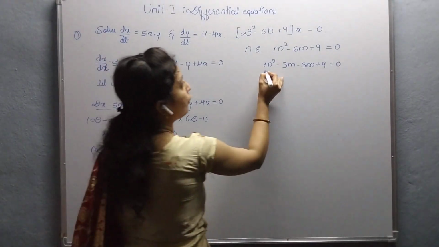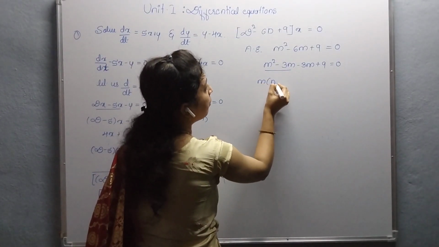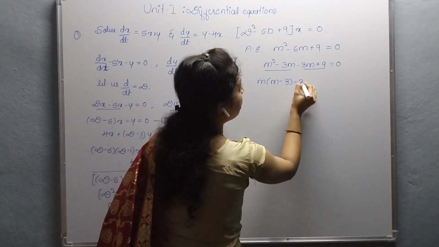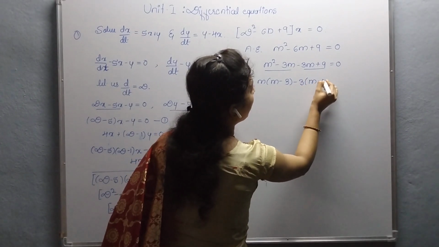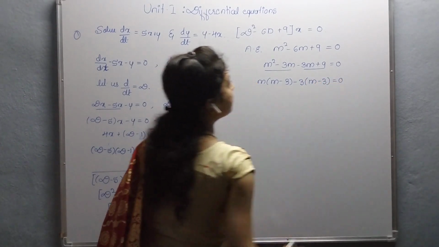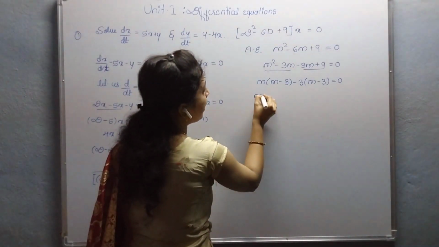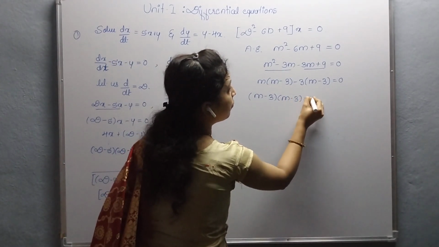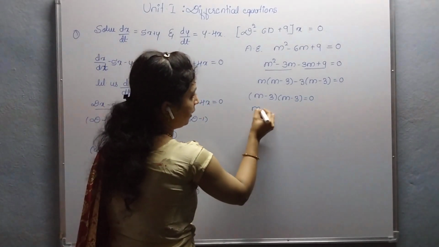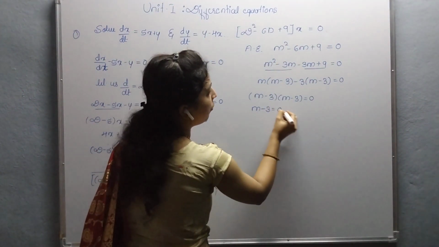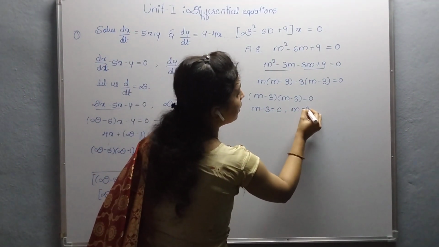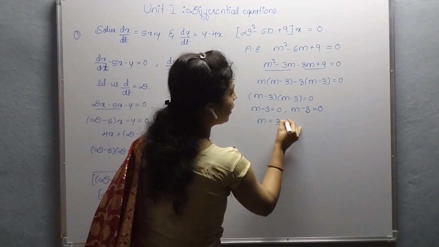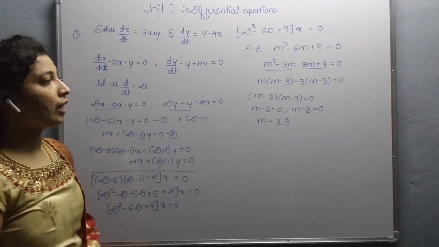From the first two terms, m is common, and in the bracket we have m minus 3. From the third and fourth terms, minus 3 is common, and in the bracket we again have m minus 3, is equal to 0. It means m minus 3 into m minus 3 is equal to 0. So m minus 3 is equal to 0 or m minus 3 is equal to 0. It means m is equal to 3, the root 3 repeated twice.